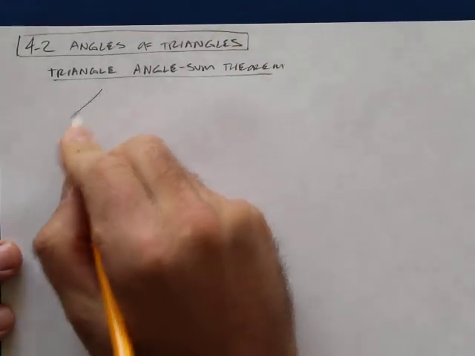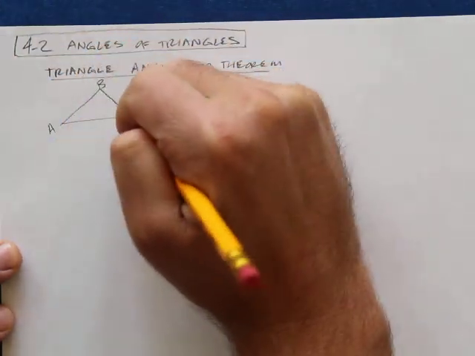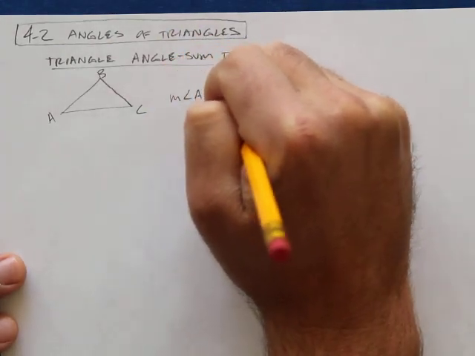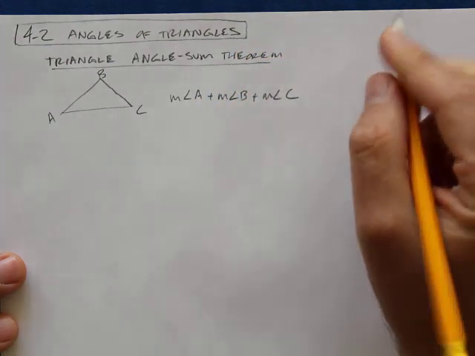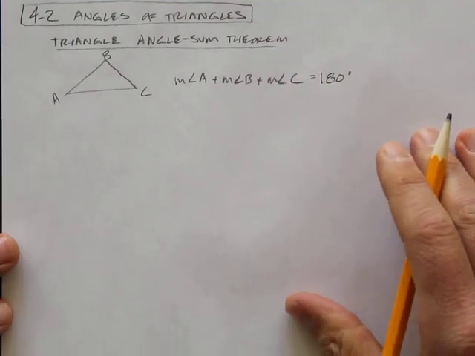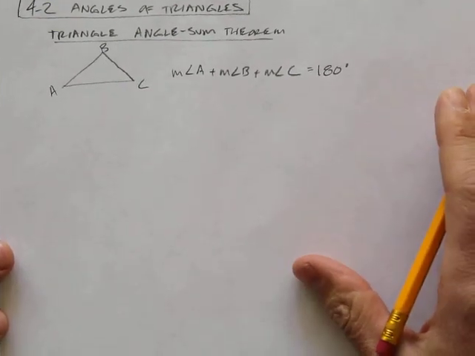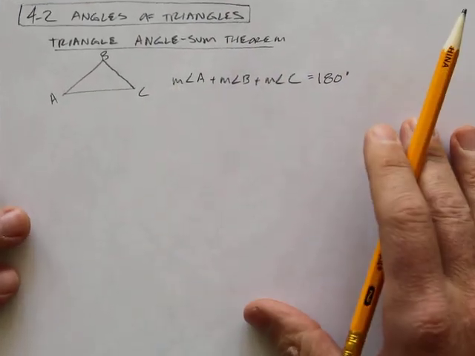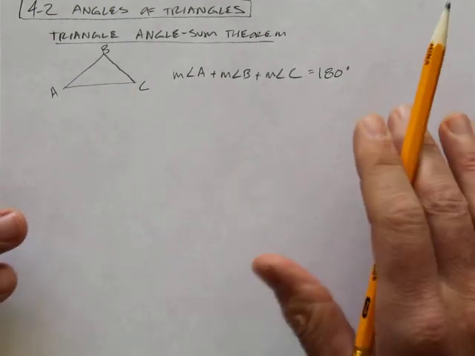So if I have a triangle that is triangle ABC, if I were to take the measure of angle A and add it to the measure of angle B and add that to the measure of angle C, I would get 180 degrees. So no matter what the triangle is, if I were to add the three interior angles, I would get 180 degrees. We talked about that just briefly in 4-1, but here we are officially talking about it. All of the angles inside of a triangle, if you add them up, you get 180 degrees.